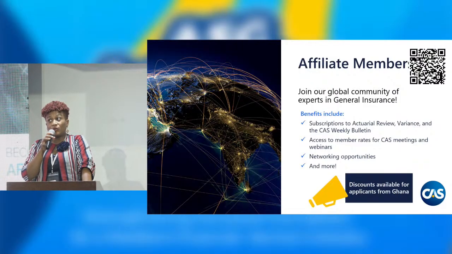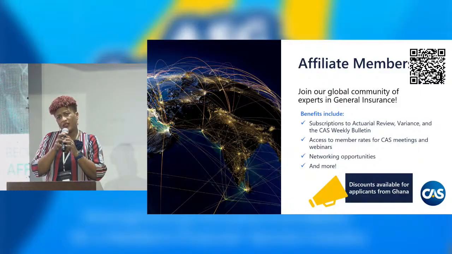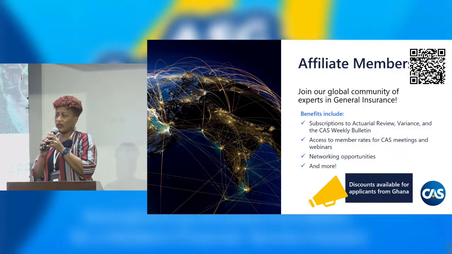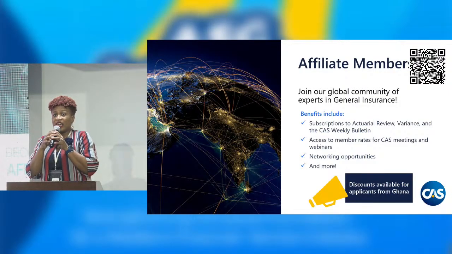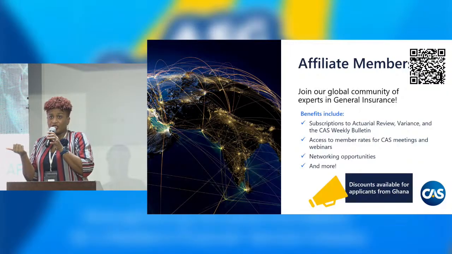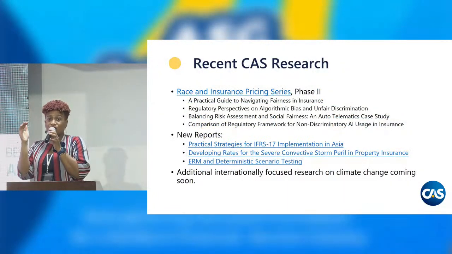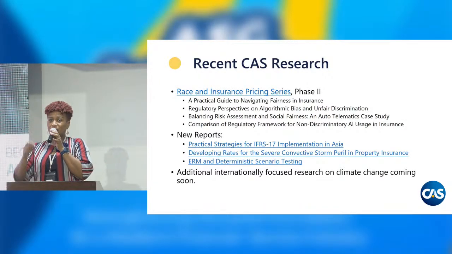Currently, affiliate membership for people based internationally is about 1/10 of the price of everyone else. So again, the CAS is intentionally doing things to make sure that we're helping and reaching the international market. So do check it out. You get access to all continuing education opportunities, and we also have loads of research. So I'll point out to you guys the practical strategies for IFRS 17 implementation in Asia.